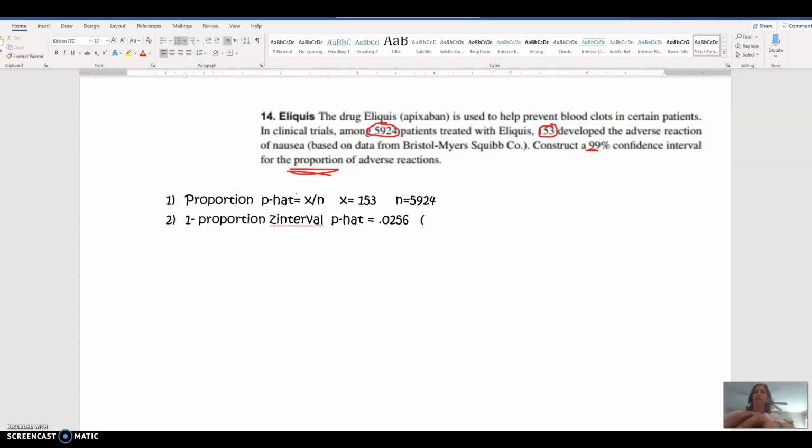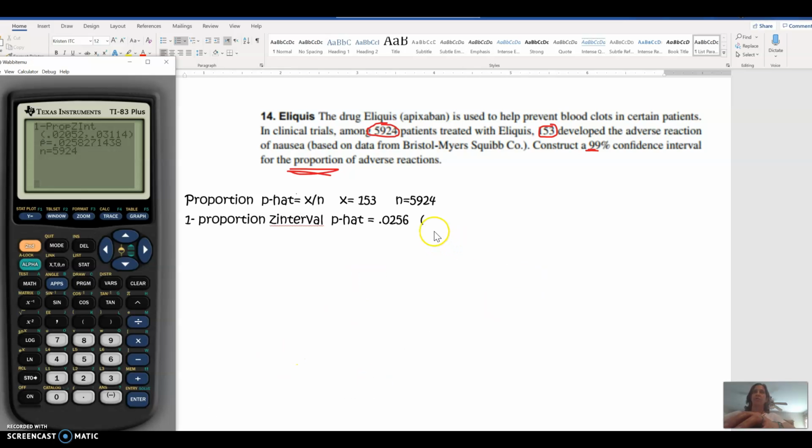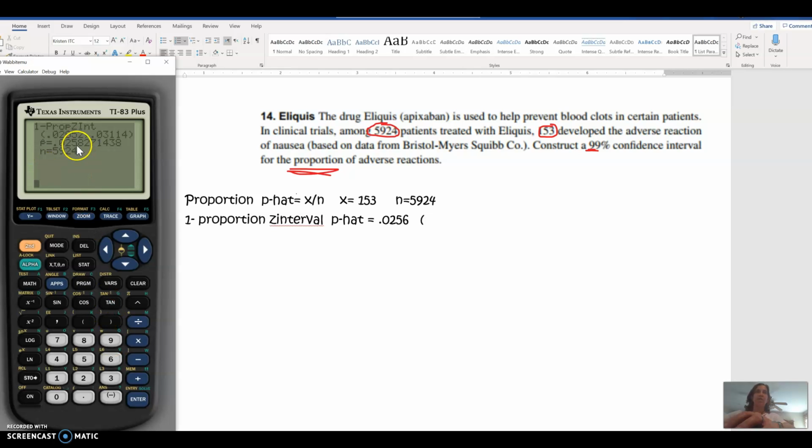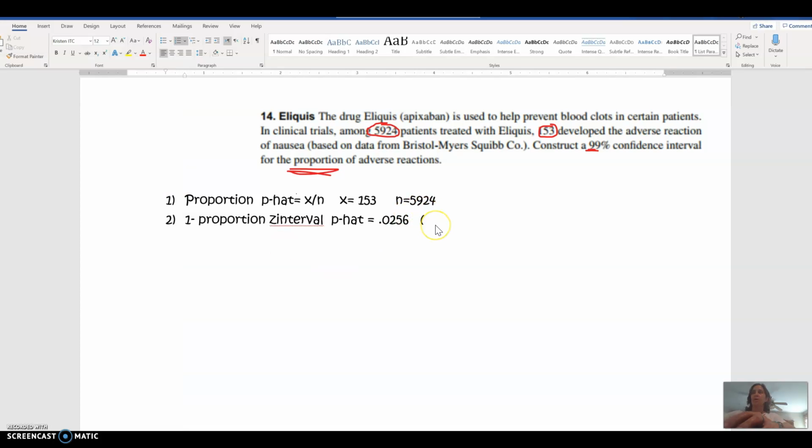And then the interval it gave us, and I'll write it the way the calculator writes it, is going to be 0.021 to 0.031. So 0.021 to 0.031 when I round to 3 decimals. So what does that mean? The intervals are telling me the lower bound and the upper bound for my interval. So now you want to answer the question in words.